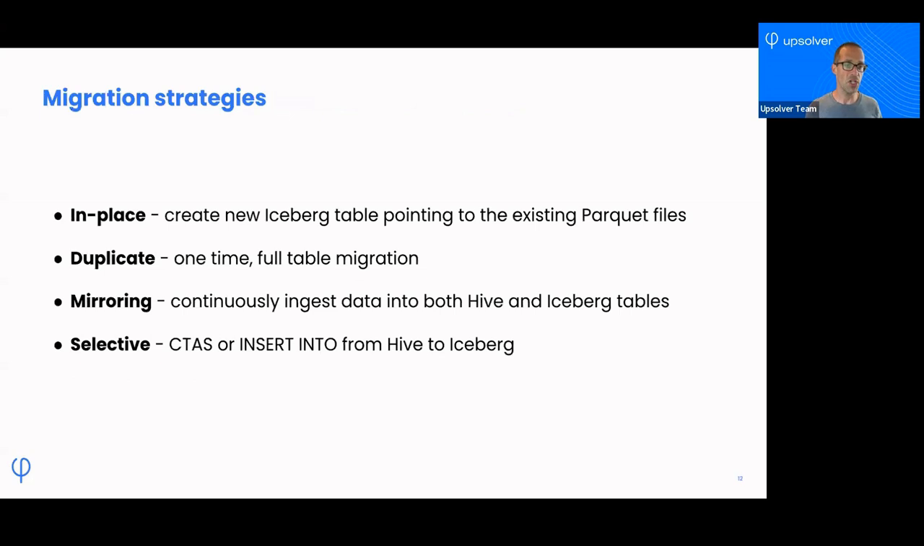So migration strategies that I see often, and that I've experienced and done myself. The first one is in-place migration. This is something that's possible because of Iceberg, and we'll get into that, but it's really about creating an Iceberg table, taking the metadata and pointing it to existing Parquet files. So we're not rewriting any of the data.